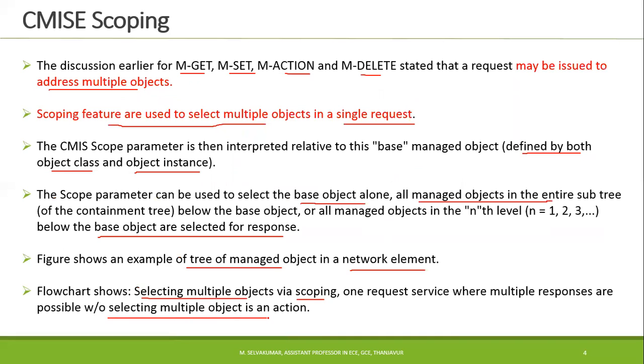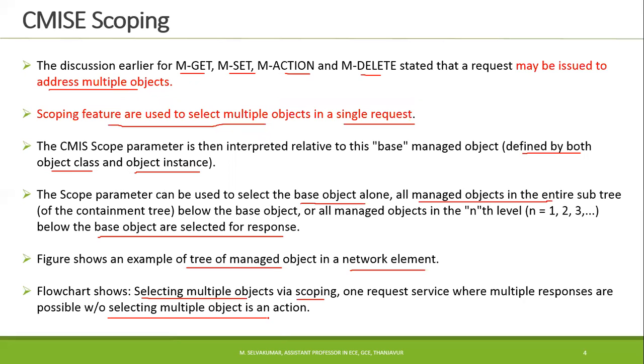So without selecting multiple objects in a class, what is the performance? Performance equals that of student name one, roll number one. Performance for student roll number two. Performance for student roll number three. Likewise, with a single request, multiple students' performance can be received. That is the importance of scoping used in the common management information service element.